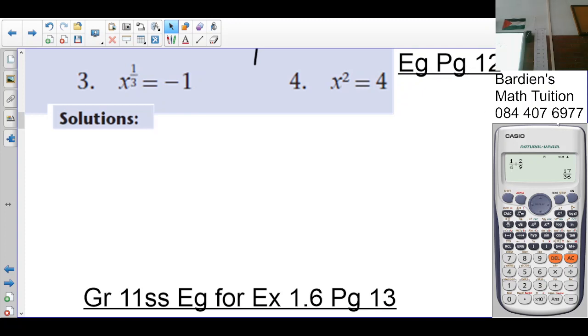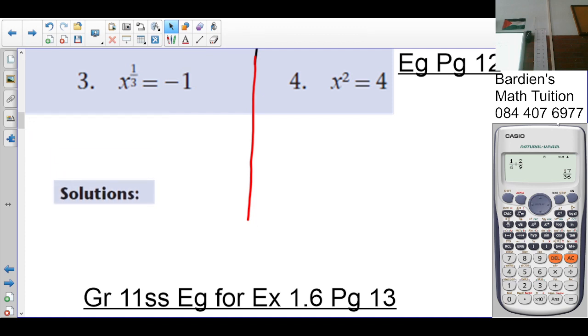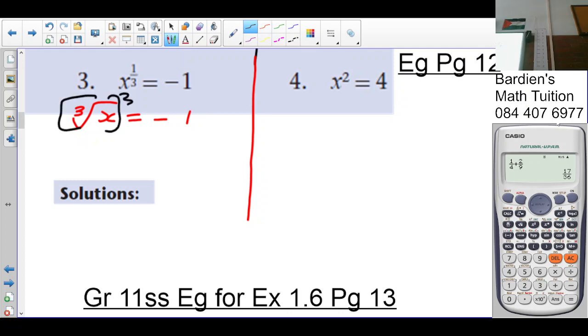So if I look at this here, this would simply be the cube root of x is equal to negative 1. So how do I get rid of the cube root? We will cube both sides, raise it to the power 3. So that cancels, that's what we want. So x is equal to, what's negative 1 raised to the power 3? Negative 1.